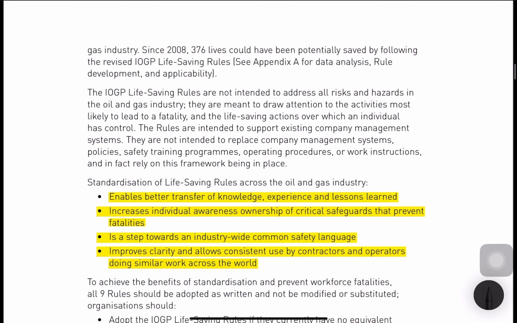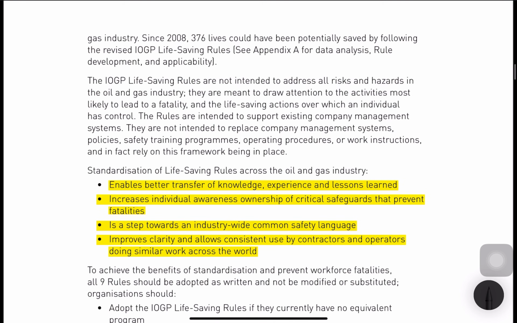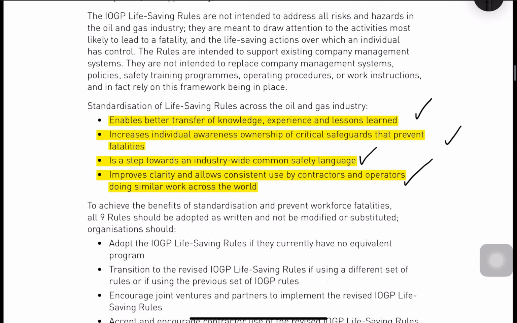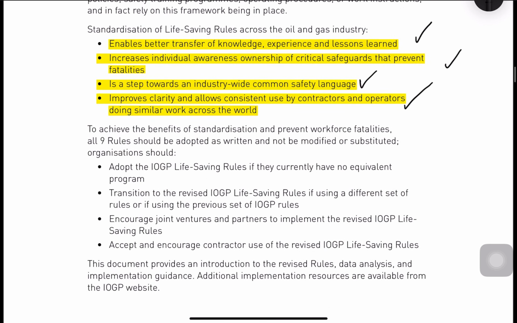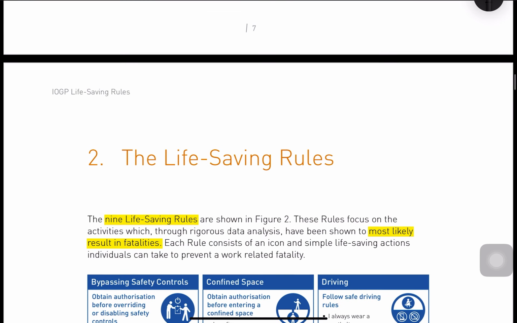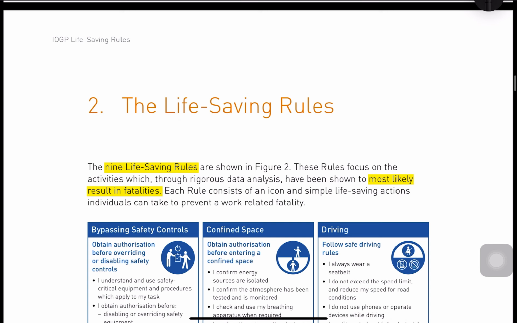They want to standardize the life-saving rules across the oil and gas industry to enable transfer of knowledge, experience and lessons learned, increase individual awareness and ownership of critical safeguards, and prevent fatalities. It is a step towards an industry-wide common safety language, improving clarity and allowing consistent use by contractors and operators doing similar work around the world. Okay, let's go straight into the life-saving rules.